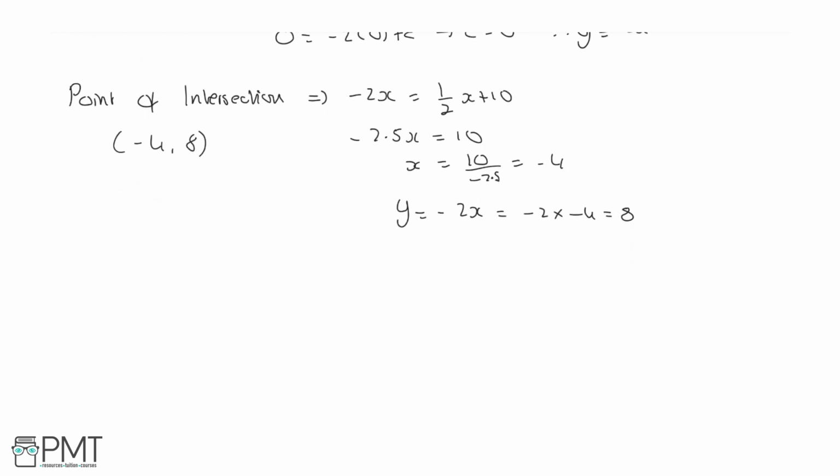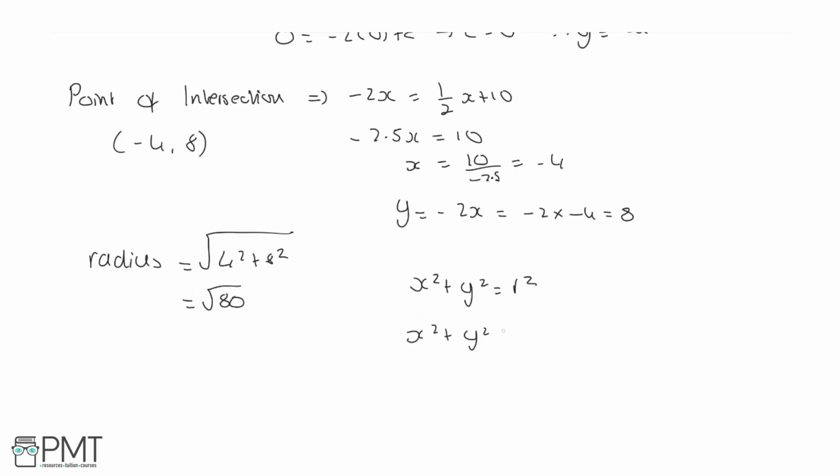Finally, let's use Pythagoras' theorem to work out what the radius is. So we can say radius equals the square root of 4 squared plus 8 squared. So we have 4 squared plus 8 squared, which is going to be 80. So radius equals the square root of 80. Finally, the equation of the circle is x squared plus y squared equals r squared. So it's going to be x squared plus y squared equals 80, like that.